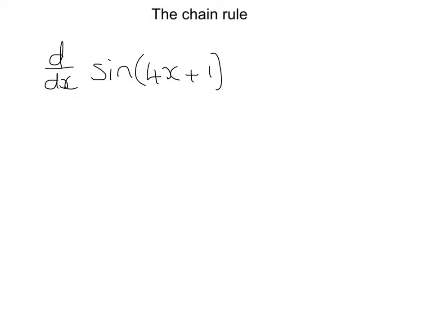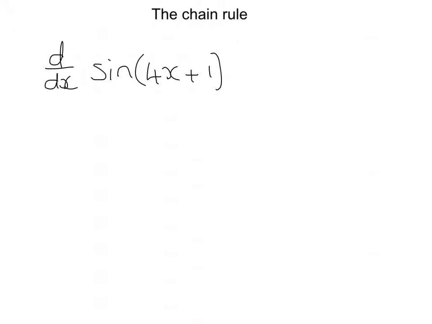The chain rule is the hardest of the rules of differentiation to get used to using because it isn't a rule in the sense that you can't write it down like a formula. It's used when you're differentiating something which is inside something else. So here, 4x plus 1 is inside sine.